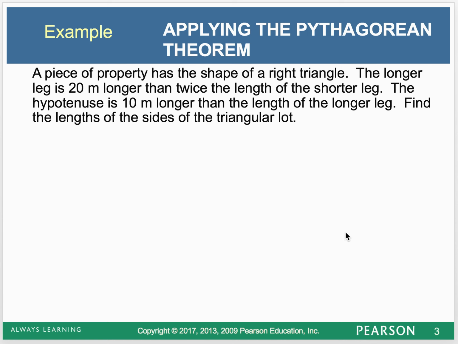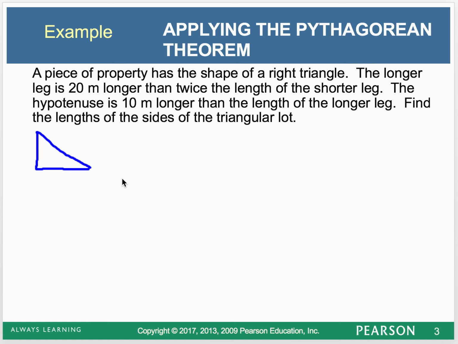Okay, a piece of property has the shape of a right triangle. Woohoo, right? If we know it's a right triangle, we've got that Pythagorean theorem that we can use. So I've got this right triangle here. The longer leg is 20 meters longer than twice the length of the shorter leg. The hypotenuse is 10 meters longer than the length of the longer leg. Find the lengths of the sides of the triangular log.